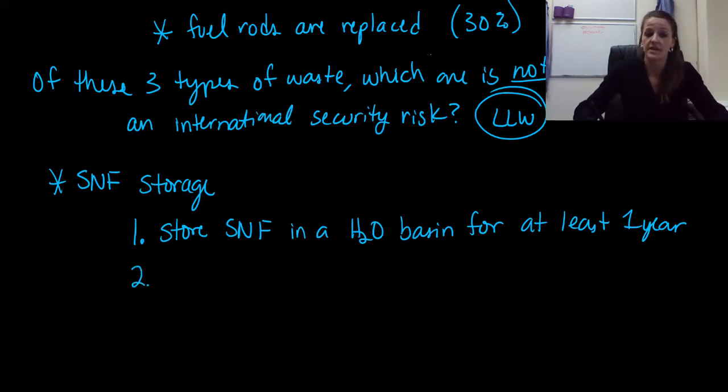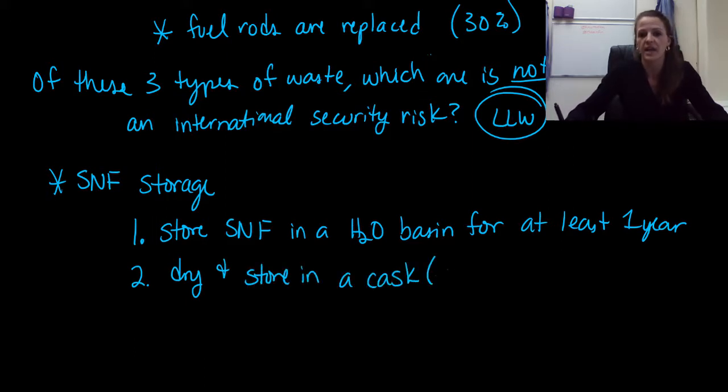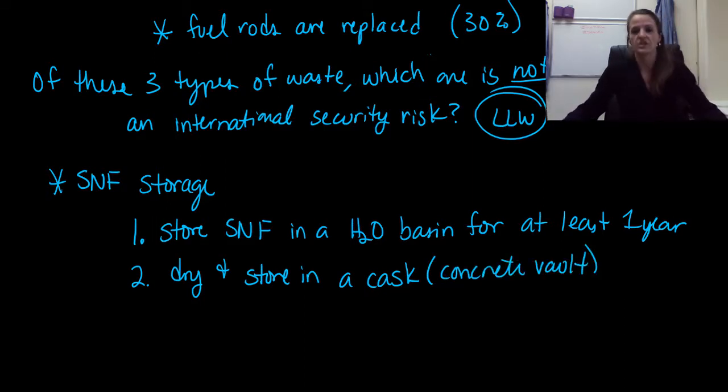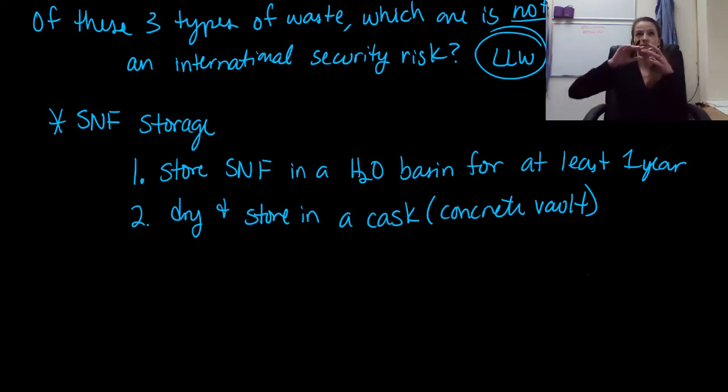After that, they take them out. So they take the SNF out, they dry them, and then they store them in a cask, which is basically like a concrete vault. Okay, so it's a beast. So they dry them and then they store them in this cask. Now the third part is there's two different options for this third part. You can either store them on site or off site.